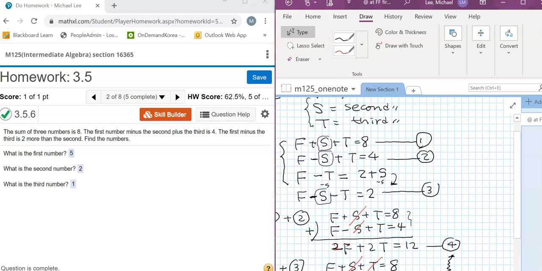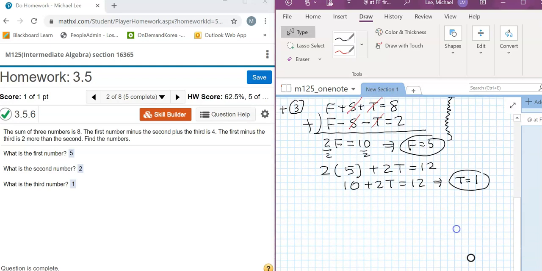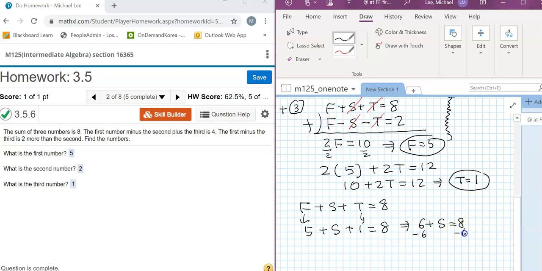So I'll just go back to the first one. The first one says F plus S plus T equal 8. So this is 5 plus S, plus 1 that we just found. That means 6 plus S equal 8. When you subtract 6, that gives me S equal 2. Okay, so the first number is 5, the second number is 2, the third number is 1.